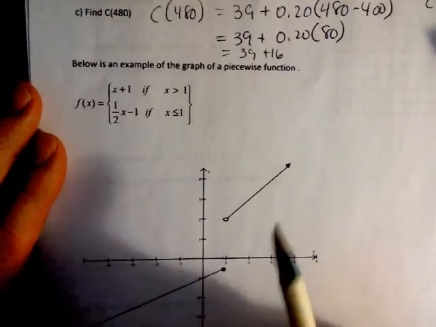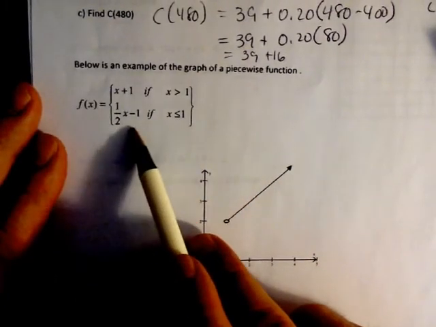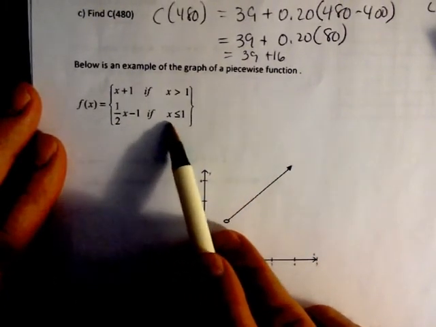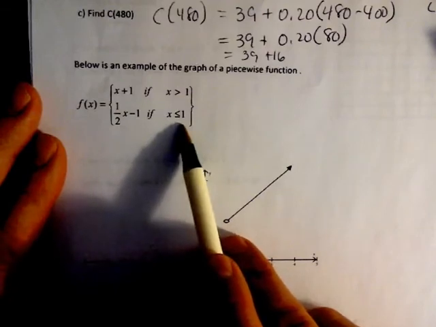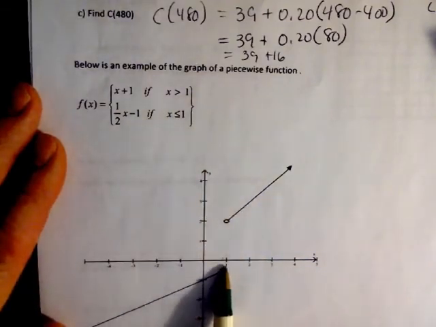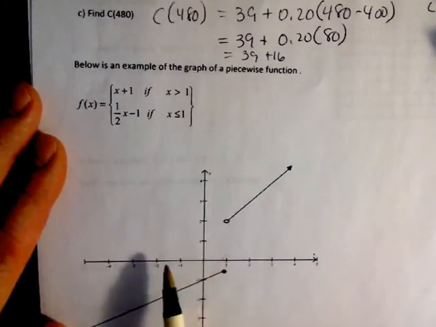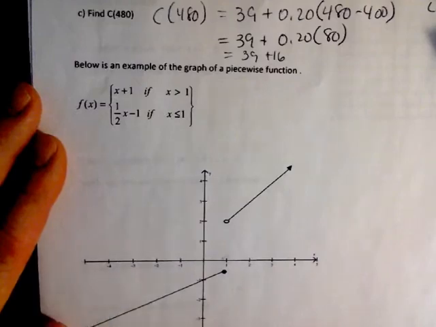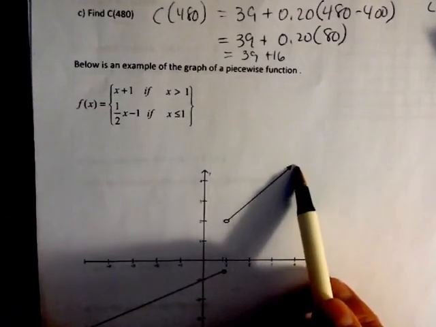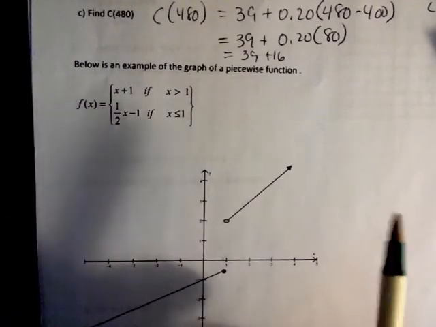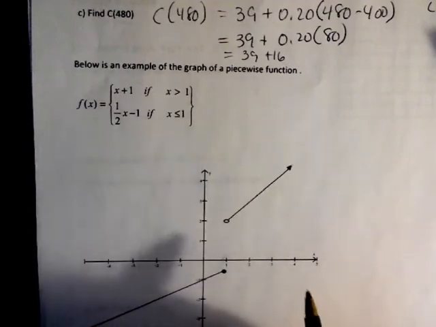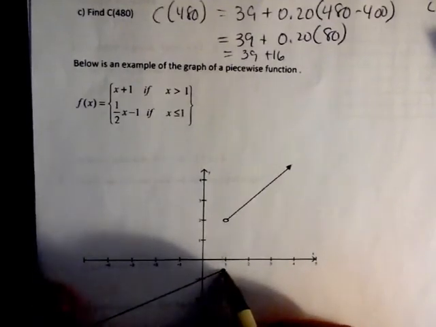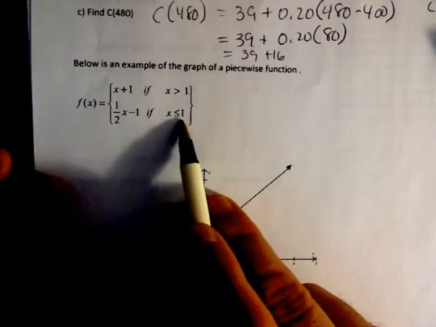The other piece is the second equation, 1/2 x minus 1 if x is less than or equal to 1. As you can see, when x is 1, we have a point. We go on down here. We have points all the way along for all x less than 1. We have arrows for each piece, and we have a shaded-in circle here because 1 is included in our data.